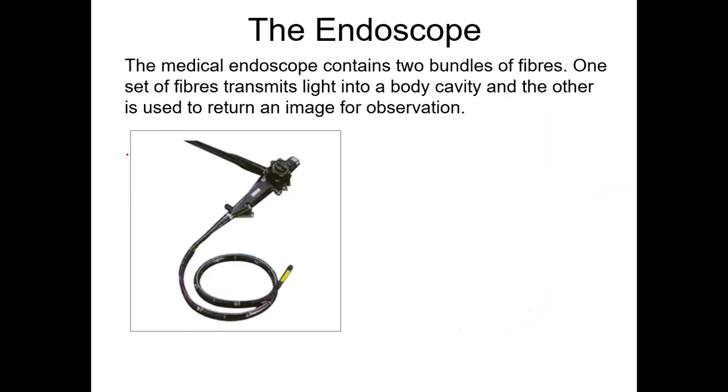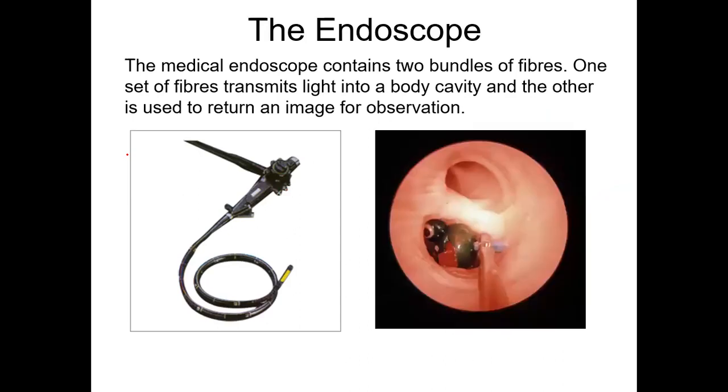Well, it's actually two fibers in one. The light goes into the patient's body through a pipe, and the second fiber is connected to a camera that captures the image of the inside of the organs. Let's say this is actually the internal view of the stomach of a patient.